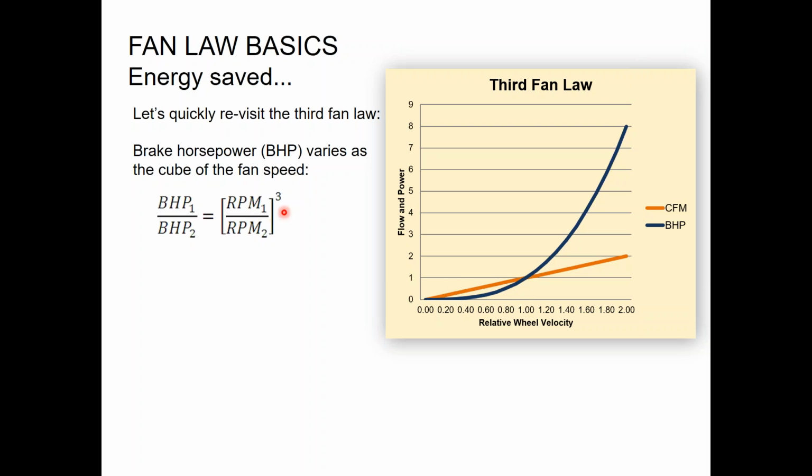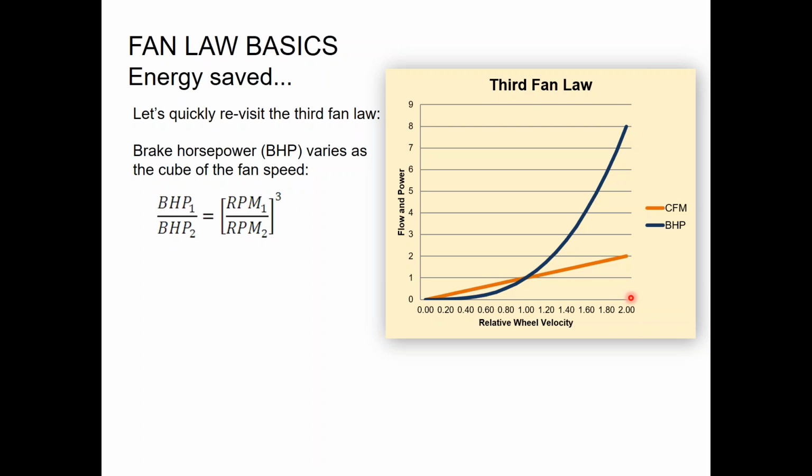Now if we look at the third fan law, look at the formula on the left, brake horsepower 1 versus brake horsepower 2. Brake horsepower number 1 correlates to RPM 1, and brake horsepower 2 correlates to RPM 2. So I'm just taking an example here where I change from one RPM to the other. How will that affect my brake horsepower? Well, the brake horsepower, or I should say the RPM, varies in a cubic function relative to the brake horsepower.